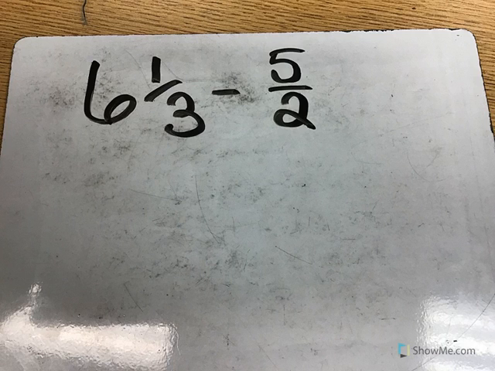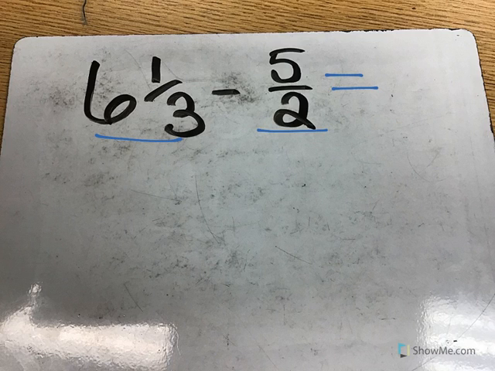All right, on this problem, I have 6 1/3 minus 5 over 2. There are two different ways we can solve this problem, and I'm going to show you both ways. This is a mixed number, and this is an improper fraction. What I could do is turn them both into improper fractions. 5 over 2 is already improper, so I'm going to keep it as such.